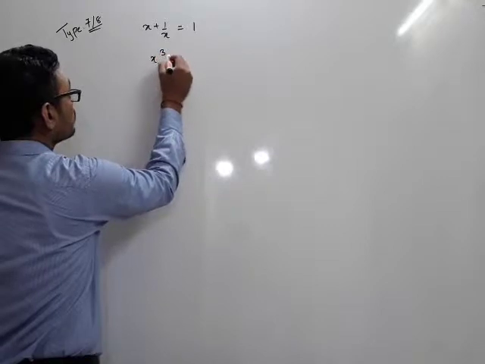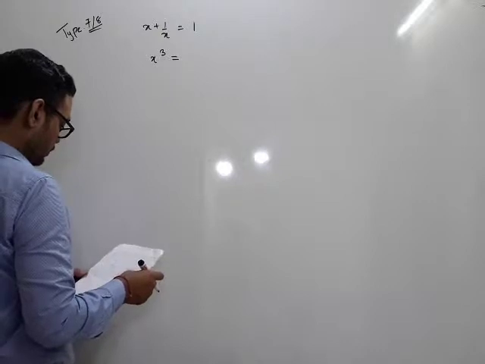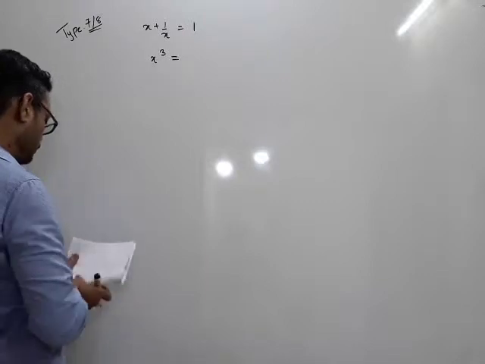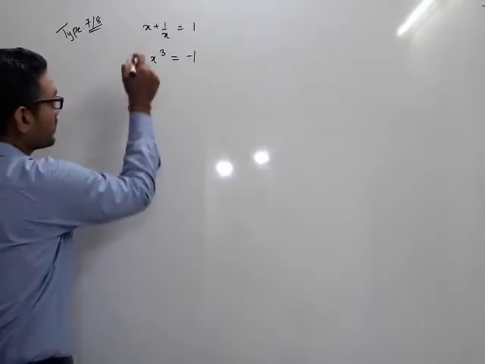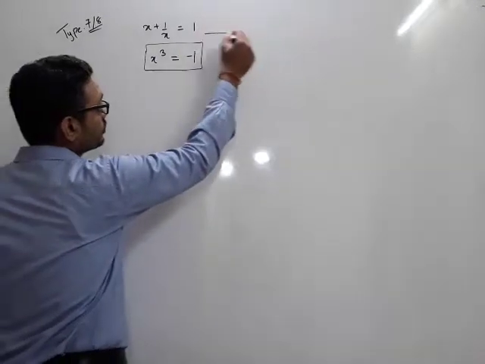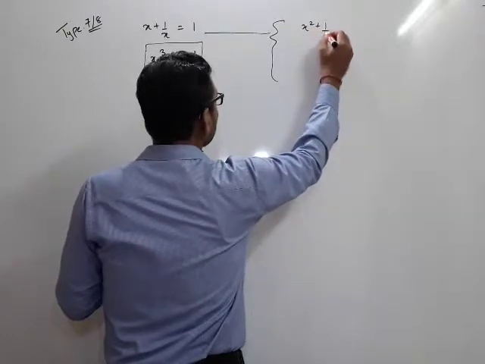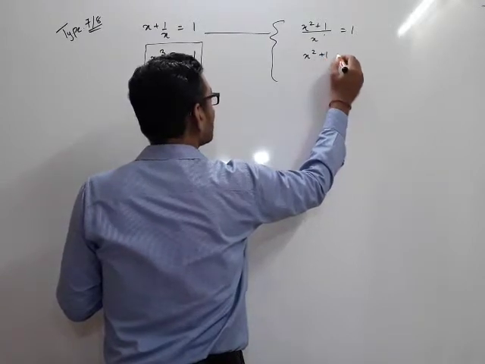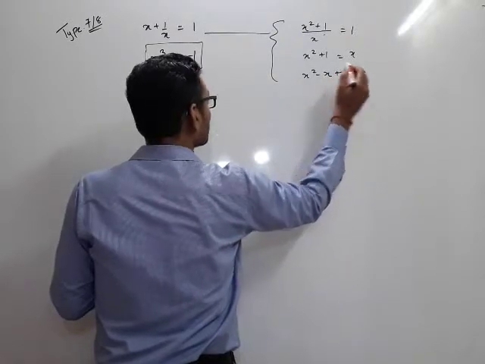Conclusion is x cube is... along with this we will draw one more conclusion. X cube will be minus 1. This is the first conclusion that I have to draw. And why is this? I will show you the proof of it. This is nothing else but x square plus 1 by x is 1, x square plus 1 is x, x square minus x plus 1 is 0.